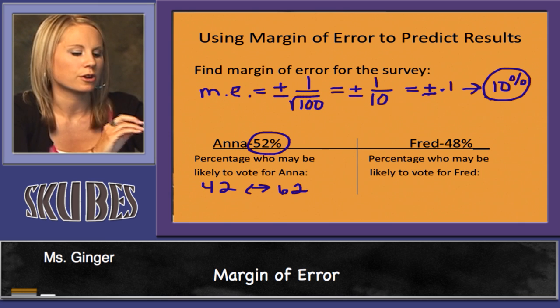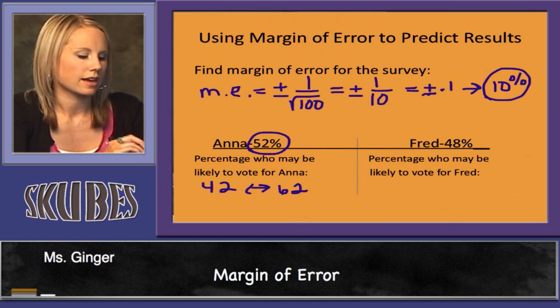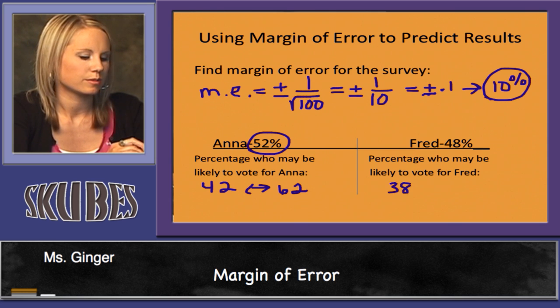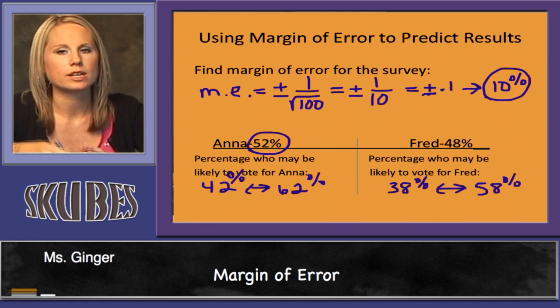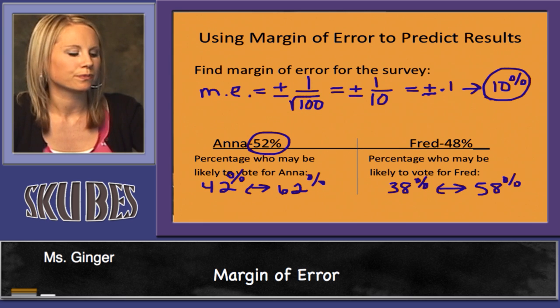We're going to do the same thing for Fred. Fred's results were 48%. Taking away 10 and adding 10 to that, we'd have 38% to 58%. So these are the percentages that these results are more likely to fall in, because we have now taken into consideration the margin of error.